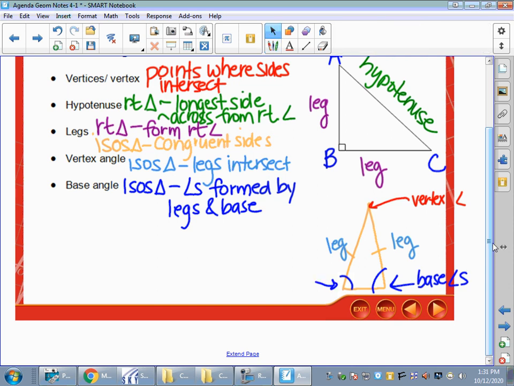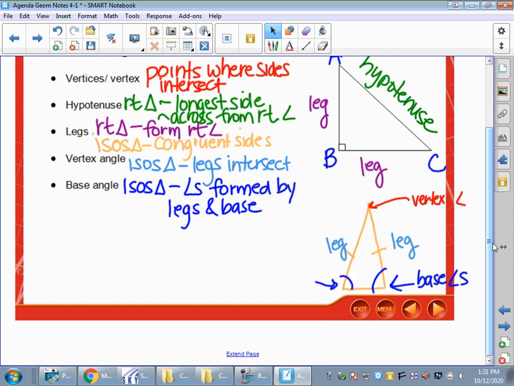Makes sense, right? The base, we think of usually as the bottom. I could flip that isosceles triangle around and we could still find the base. It's where the legs and the base intersect.